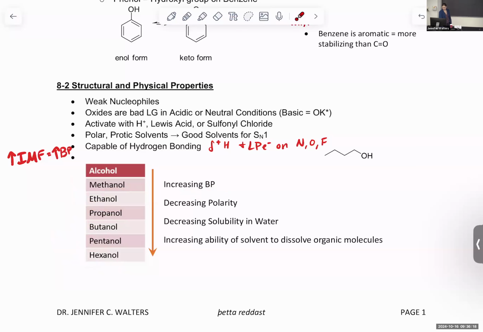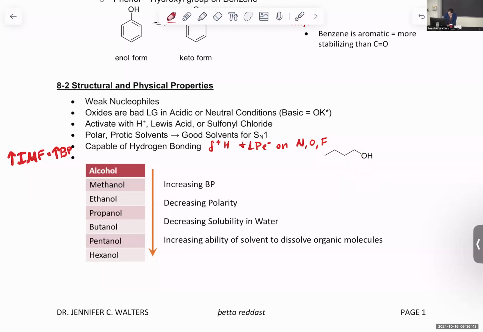Because I'm extending out that carbon chain. I'm not changing the hydrogen bonding aspect. Every single one of these has 2 lone pairs and 1 hydrogen. Every single one of these does exactly the same number of hydrogen bonding interactions. So the difference is just I'm extending out the carbon chain, that non-polar region. So I'm increasing the boiling point because I'm actually increasing my London dispersion forces.